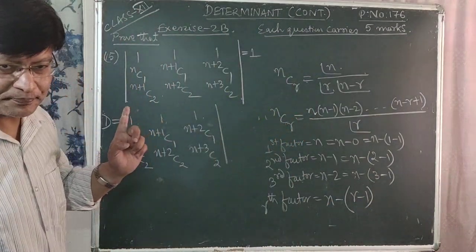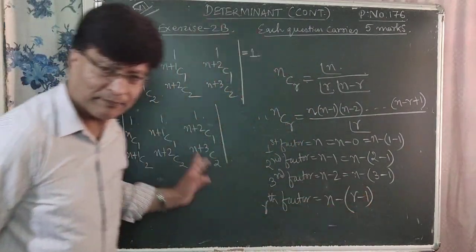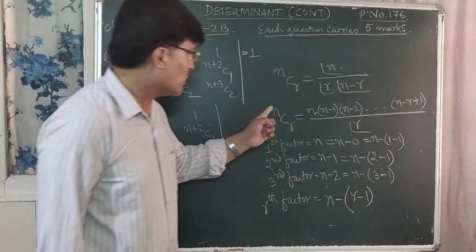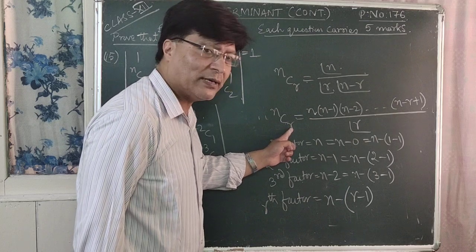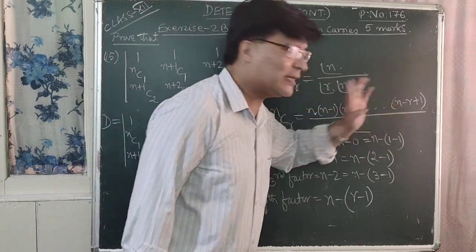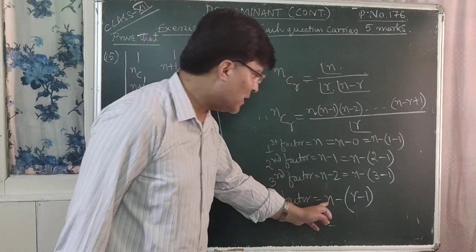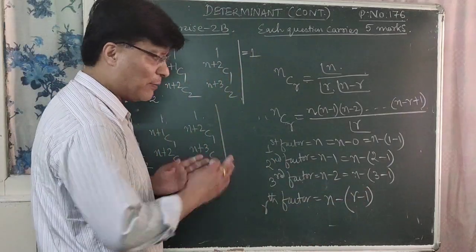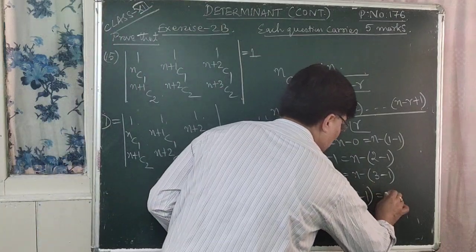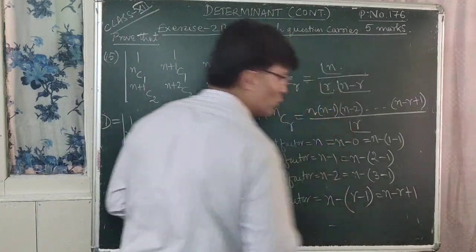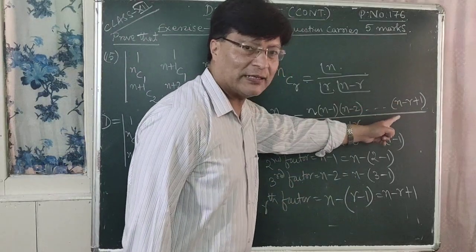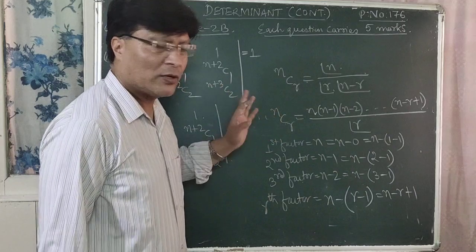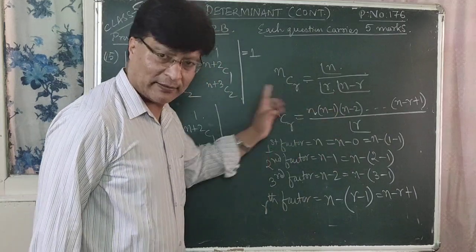Is that clear? So I think you have understood how the rth factor is n minus r plus 1. So starting from n, how many factors should be there? r factors. So this is the rth factor. So it is n minus within bracket r minus 1. If you open this bracket, it becomes n minus r plus 1. So this is your rth factor. Is it clear to all of you? So you have to remember both these formulas. We can use these formulas while simplifying, right?